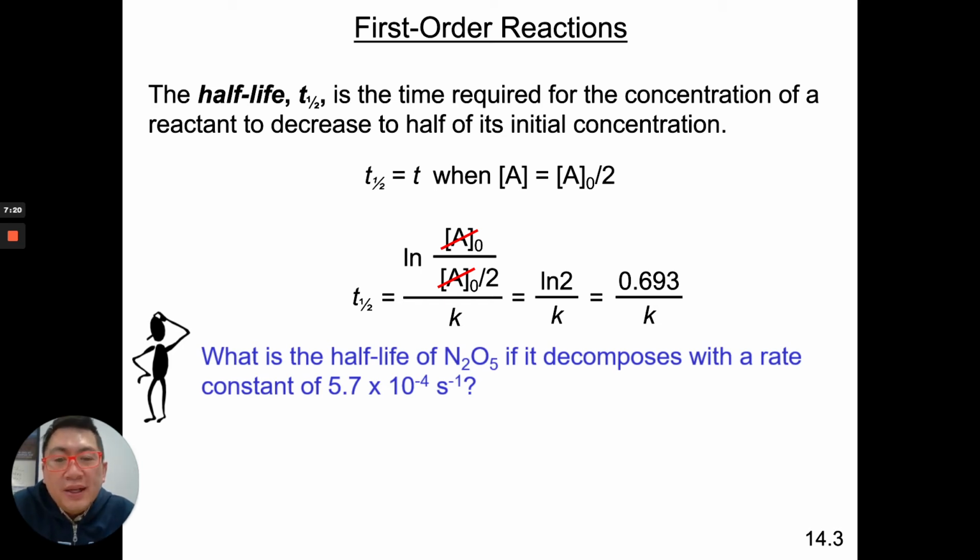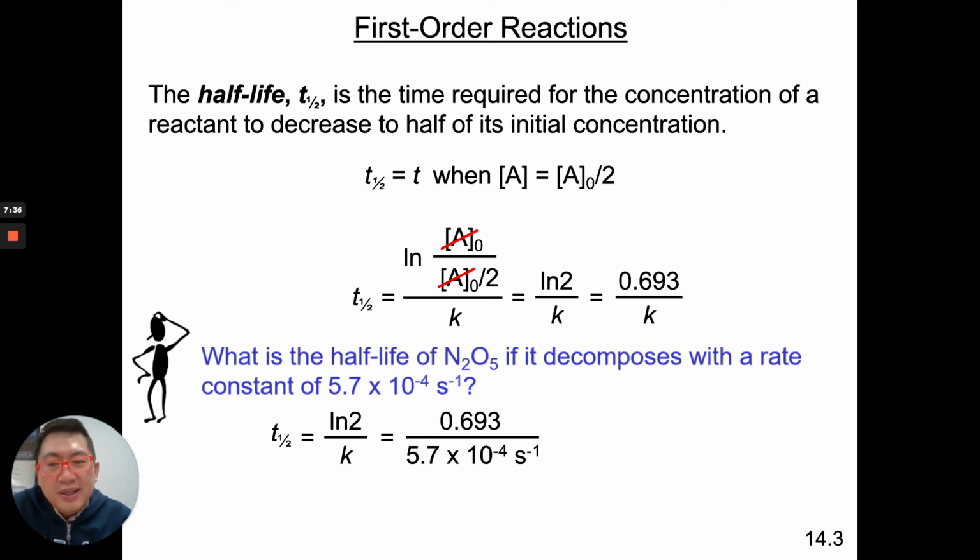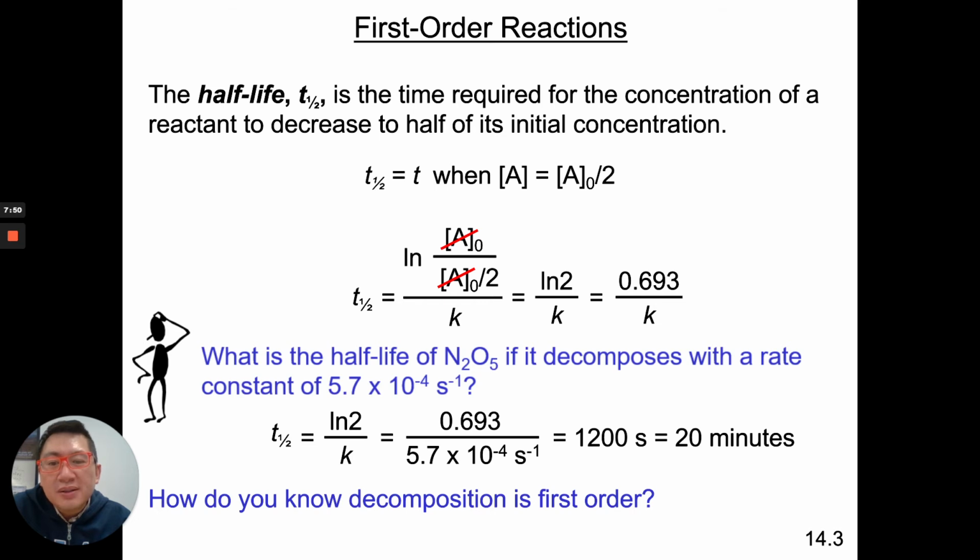What's the half-life of N2O5 if it decomposes at a rate constant of 5.7 times 10 to the minus 4? Okay, so I'm given K. I'm trying to find a half-life. Half-life is natural log of 2 over K. I'm given K. This is just plug in a calculator. Half-life is 20 minutes. Okay, or well, 1200 seconds, since there are 60 seconds in a minute. About 20 minutes. How do I even know this thing is a first order reaction? Based on the units. For a first order reaction, the units of the rate constant are per second. So that's how I knew that.